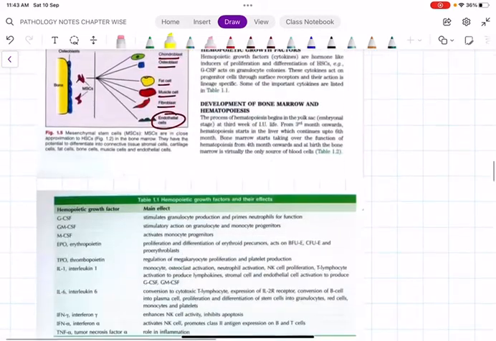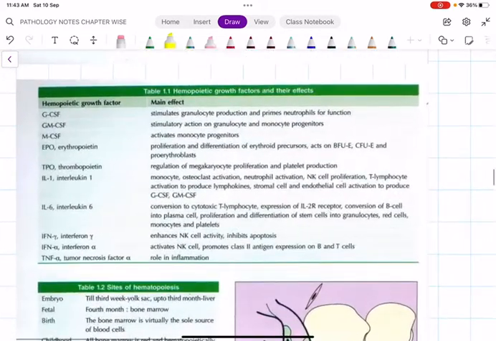Then we have some of the hematopoietic growth factors. These hematopoietic growth factors you should remember, you can't compromise on reading this. First is GCSF. I told you, granulocyte colony stimulating factor is responsible for stem cell homing. It will stimulate granulocyte production and neutrophils. GMCSF means both granulocyte and monocyte. Then MCSF means monocyte progenitors.